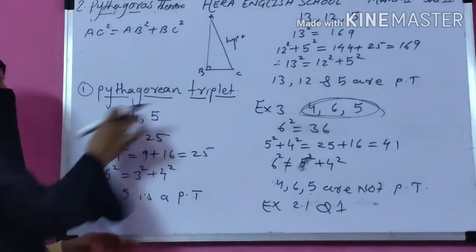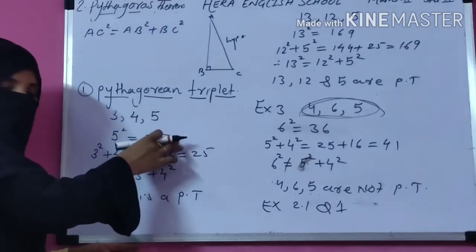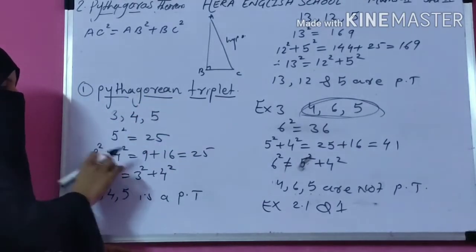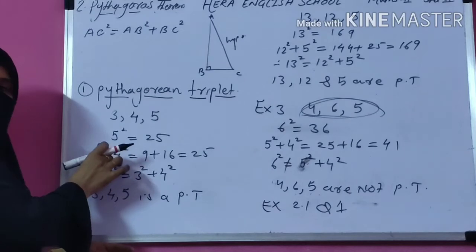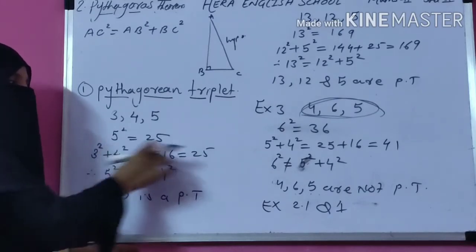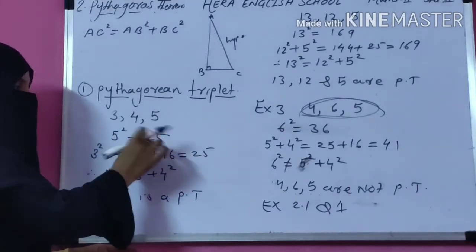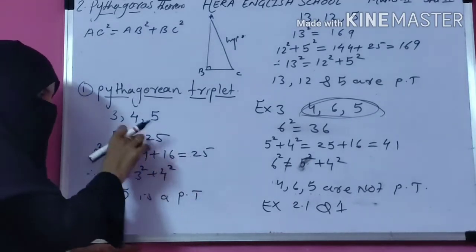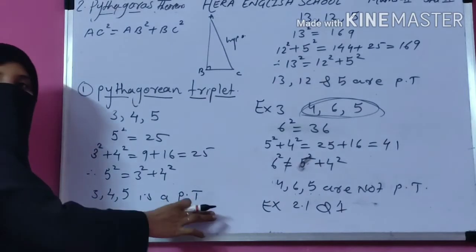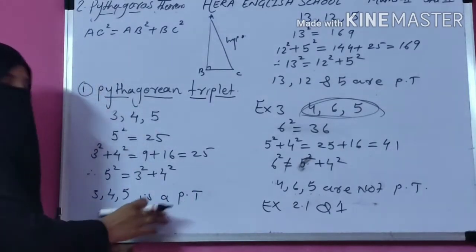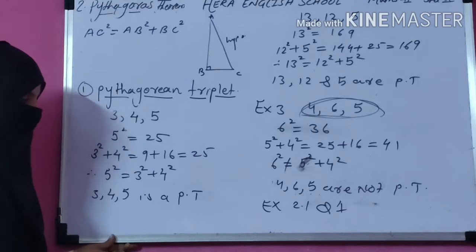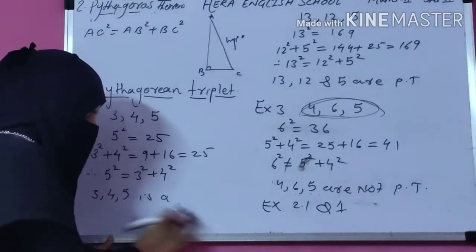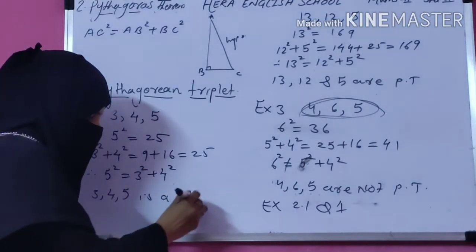We first have to find the square of the greater number, then the squares of the remaining two numbers, and add them. That means the sum of the squares of the remaining two numbers. If the square of the greater number and the sum of the squares of the other two numbers are equal, then the numbers are a Pythagorean triplet. Otherwise they are not a Pythagorean triplet. Don't write PT, write the full form, Pythagorean triplet.